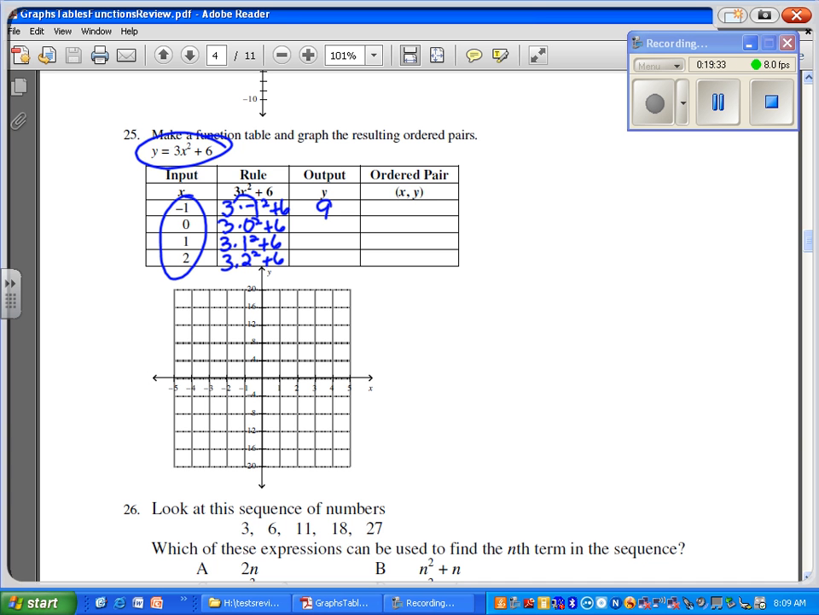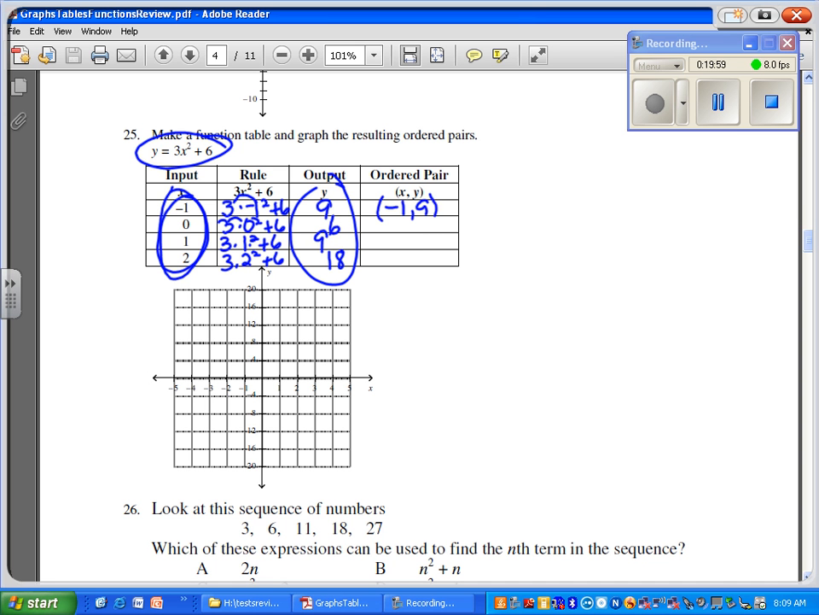All right, 0 squared. 0 times 0 is 0. 0 times 3 is 0. 0 plus 6 is 6. 1 squared is 1 times 1, that's 1. 1 times 3 is 3. 3 plus 6 is 9. 2 squared. 2 times 2 is 4. 4 times 3 is 12. 12 plus 6 is 18. Now I have an x. I have a y. I'm going to put them together here in the ordered pairs.